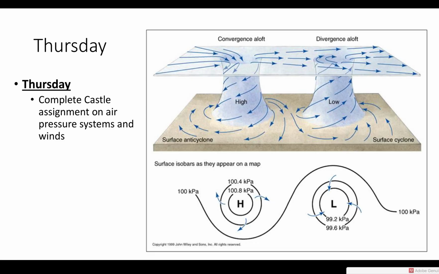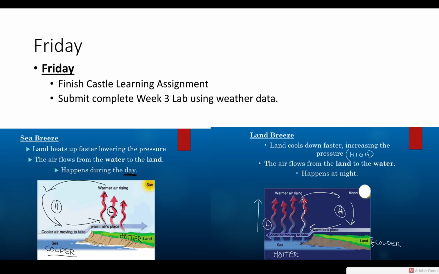We're also going to talk a little bit about the direction that winds spin, in terms of high pressure being clockwise and low pressure being counterclockwise. That's the general trend of our wind system and our air pressure systems, high and low pressures. And we're going to relate that to sea breeze and land breeze.